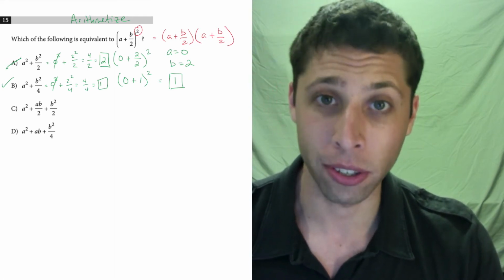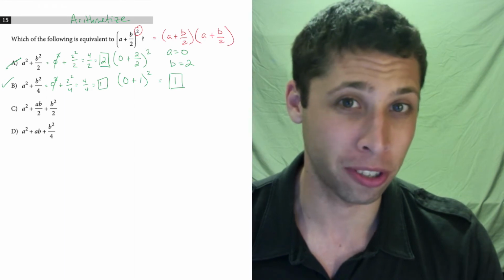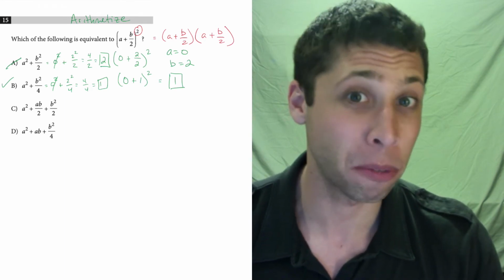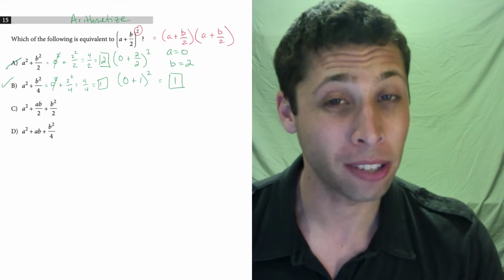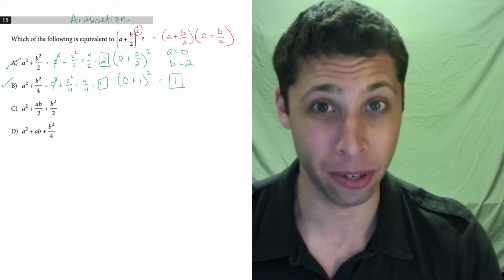Arithmetize is slightly different because we're not getting the numbers from the answer choices. We're making them up. And so it's possible we've made up some bad numbers. So let's just be thorough.